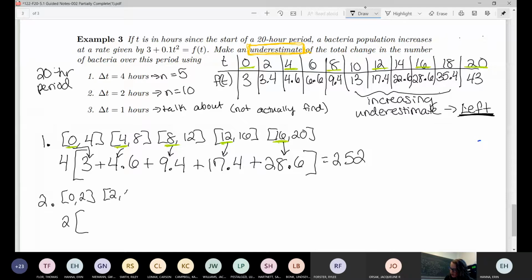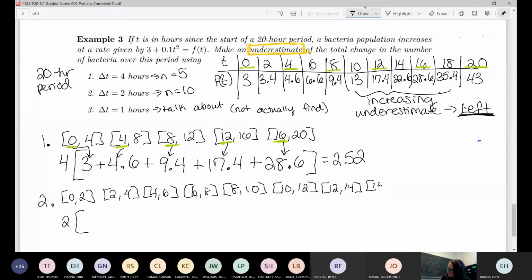So we're going from 0 to 2, 2 to 4, 4 to 6, 6 to 8, 8 to 10, 10 to 12, 12 to 14, 14 to 16, 16 to 18, and 18 to 20. Which is why we're not doing the last one, because it would be twice as many as this one is.